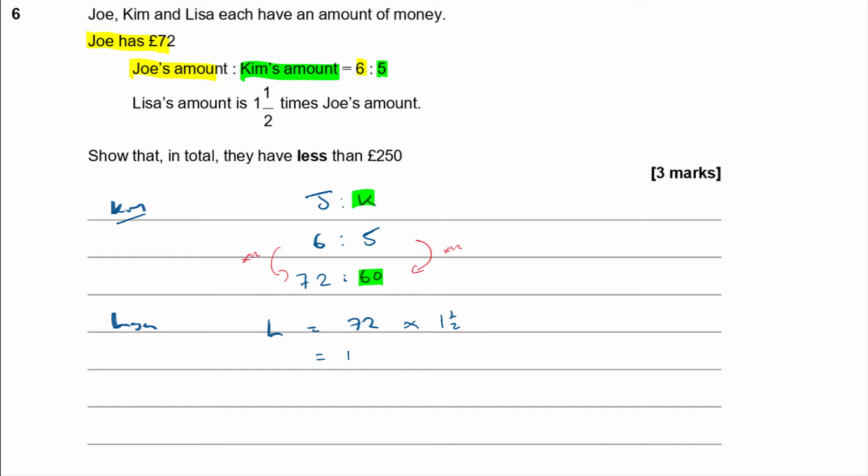So Lisa's is 108. So altogether then, Joe's plus Kim's plus Lisa's is going to be 72 for Joe, plus 60 for Kim, plus 108 for Lisa. What does that come to? That's 168, 170, 240 then, isn't it? So they add up to 240, which is less than 250, isn't it? So the total is less than 250. Okay, so we've kind of done it.